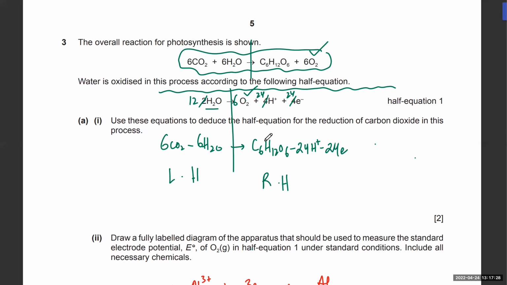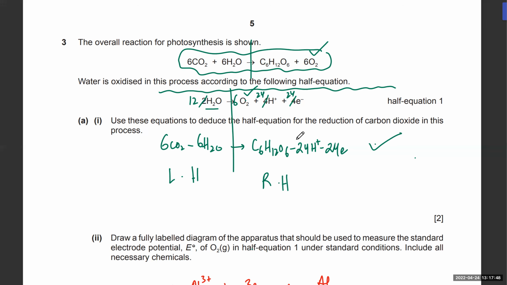So I'm going to subtract that. Now if I add the right side, there's 6 O2s plus C6H12O6. So that gives me my final equation. There's 24 H plus 1 and 24 electrons in this equation. So the other equation must have minus 24 H plus 1 and minus 24 electrons. So if I add them up, that gets cancelled out. So I figured out my other half equation.